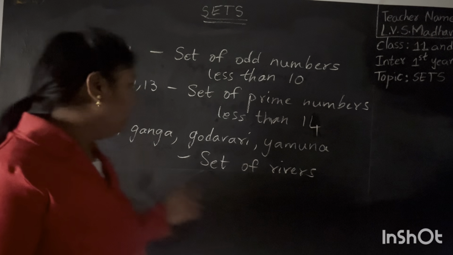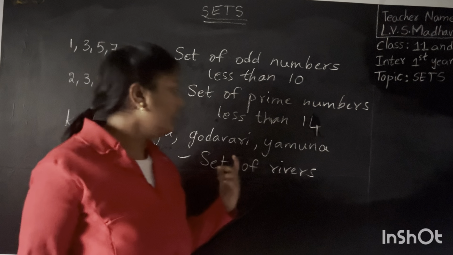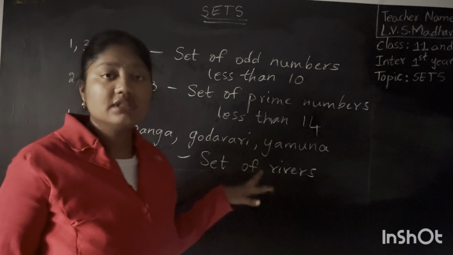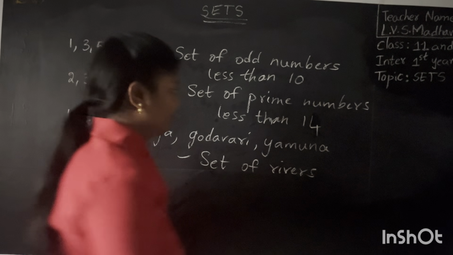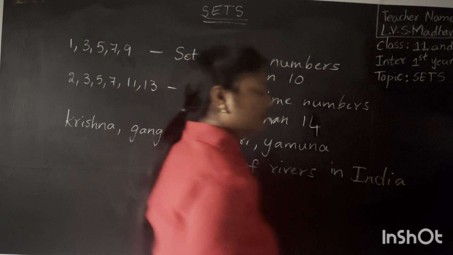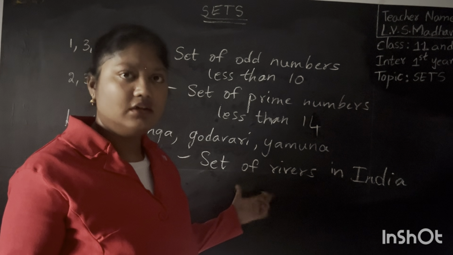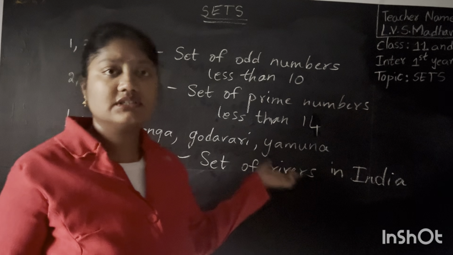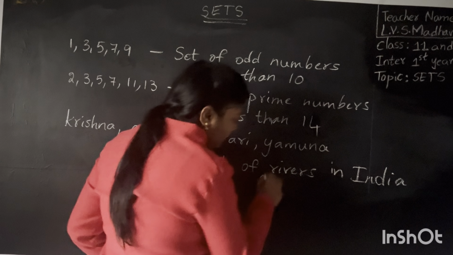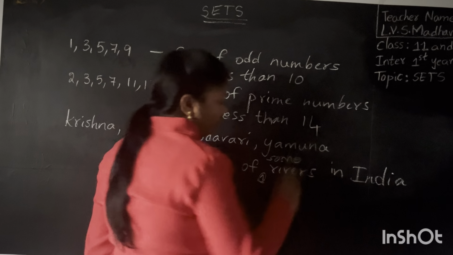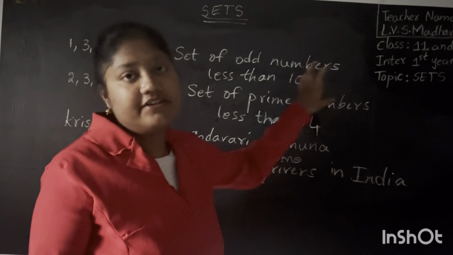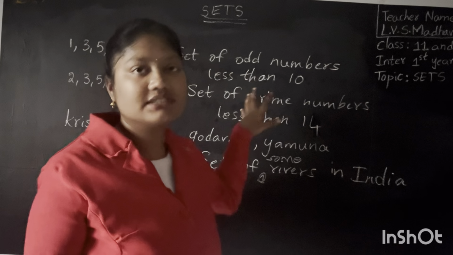Now let us see the third one. So Krishna, Ganga, Godavari, Yamuna, we have written it as a set of rivers. But these are the only rivers in the world? No. So these are the rivers in India. So now do you think it is fully correct? No. Why? Because these are not only the rivers, still we have many rivers in India. So here we can write the set of some rivers in India. So we have to define a set in a well-defined manner, or with some condition or some property.